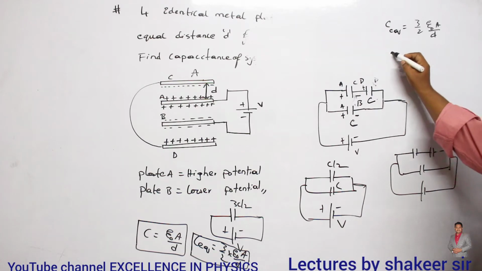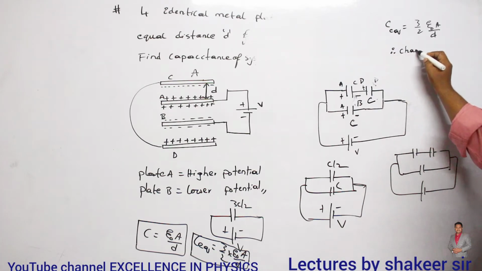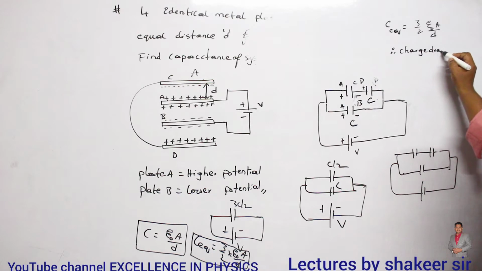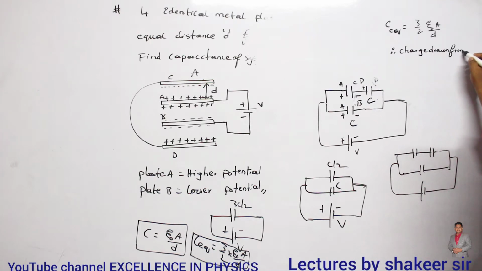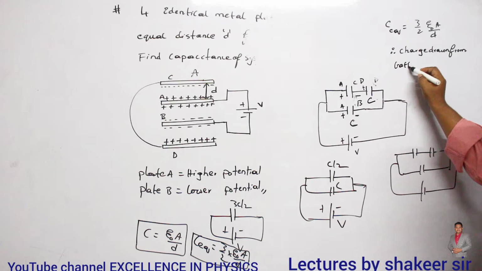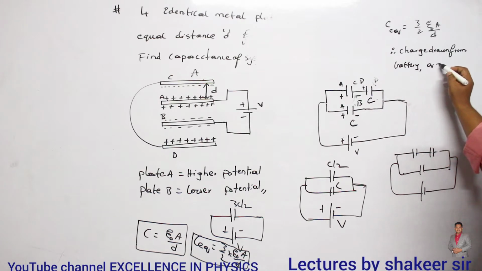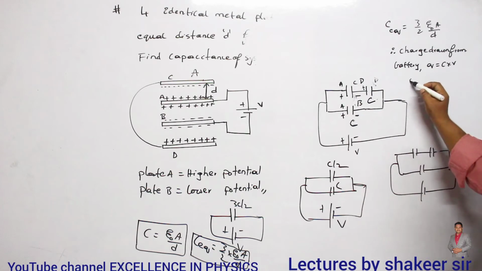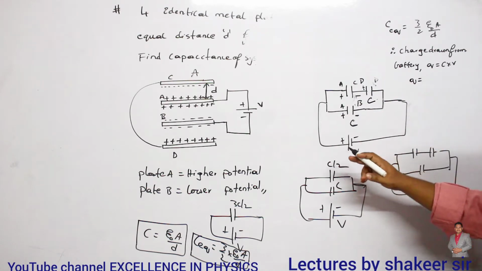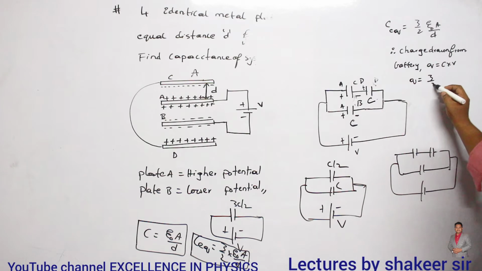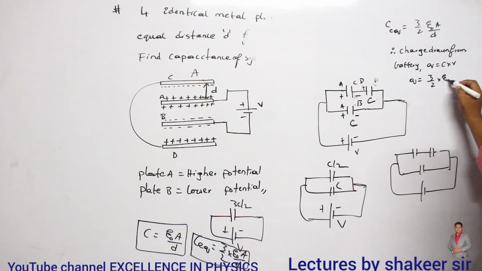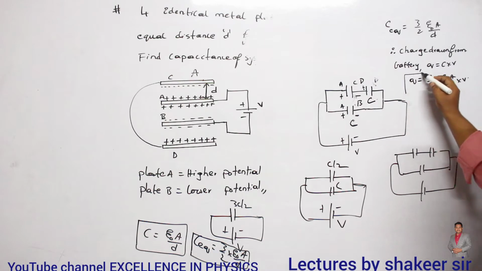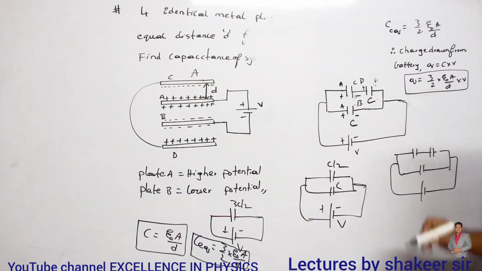So therefore, charge drawn from battery is how much? Charge drawn from battery, okay, ma? So Q is equal to C into V. That is the formula for charge drawn from the battery, no, ma? So Q is equal to, what is the total equivalent capacitance? Total equivalent capacitance is 3 by 2 into E naught A divided by D, multiplied by V. So this is the amount of charge distributed from the battery.